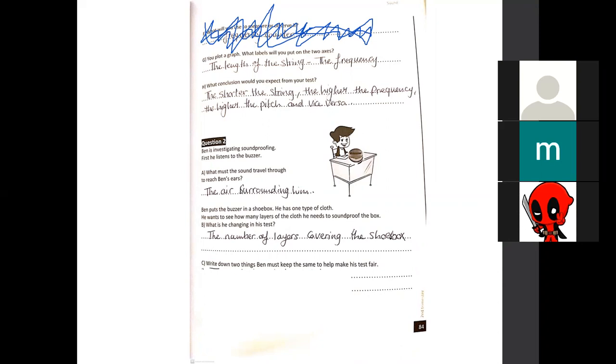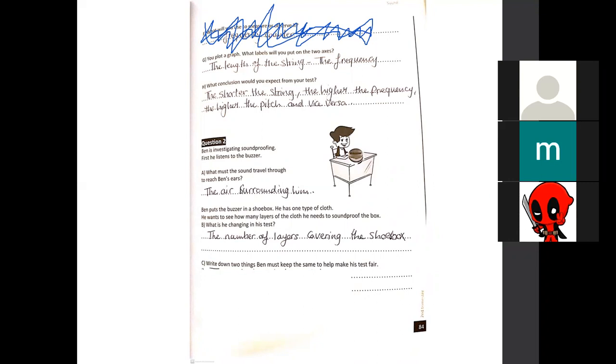The amount of layers. He's going to keep the same the number of layers? No, he will change it. That was the thing that I just said that he's going to change. What about the type of the tools? Yes, the shoebox, he's going to keep the shoebox the same. The type of the buzzer, correct?